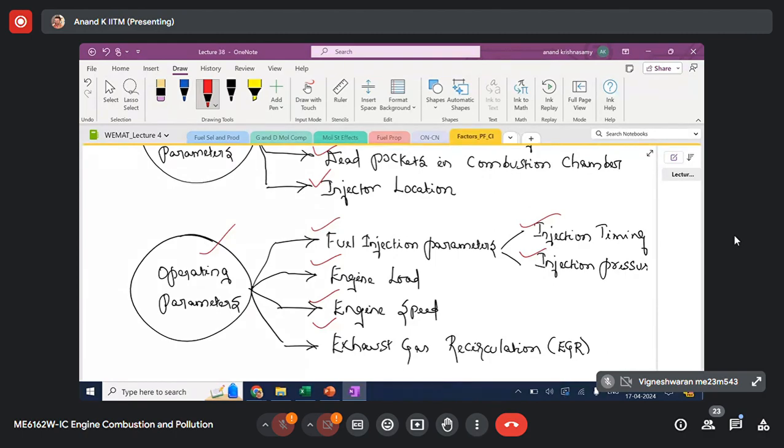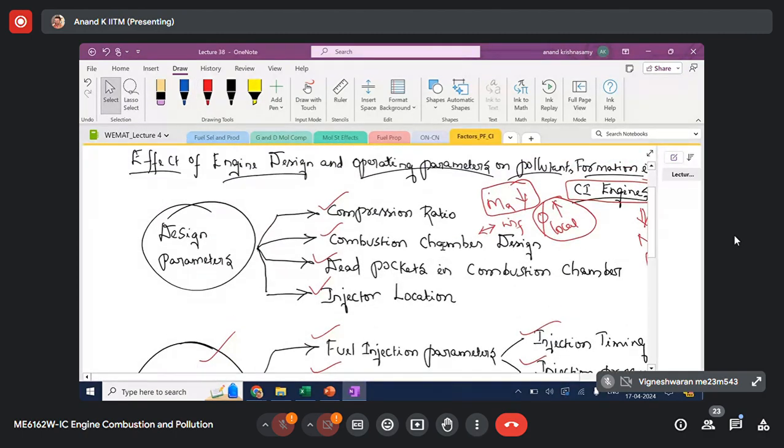So these are the operating variables. These are the design variables that are going to influence all the 4 primary pollutants. I will continue this in the next class. I will talk about what effect these variables will create on the pollutant levels.